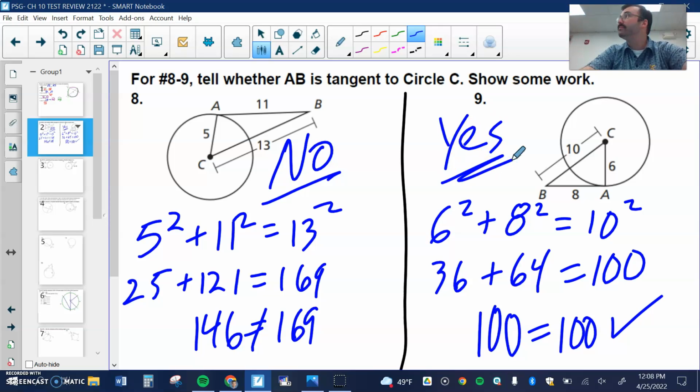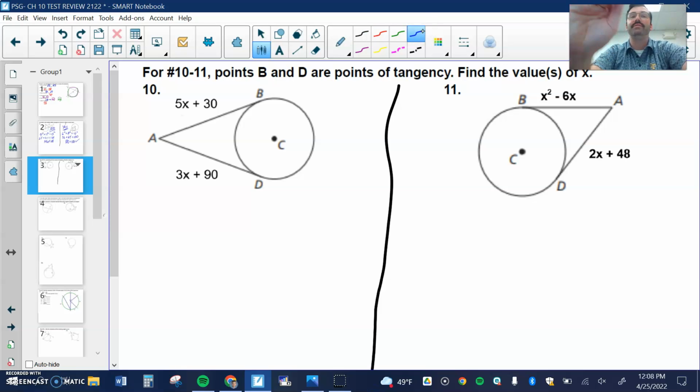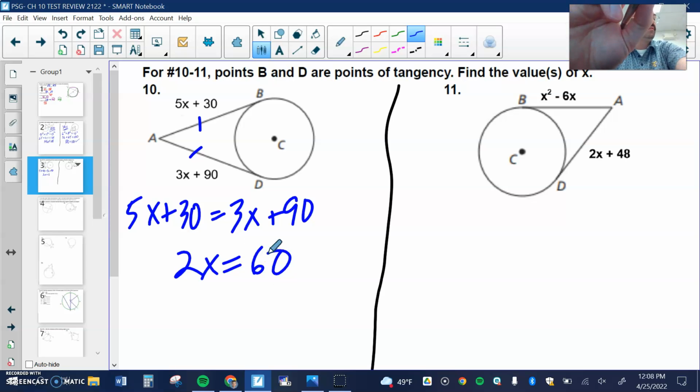Alright, let's keep going. 10 and 11. So it says B and D are points of tangent, find the values of x. Well, since these segments both start at the same point, I can say these are congruent and set 5x plus 30 equal to 3x plus 90. Subtract the 3x, subtract the 30, 2x equals 60, so x is 30.